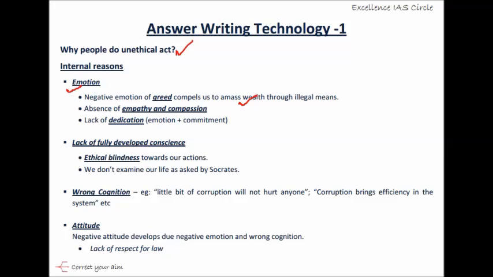Another reason could be not just the presence of negative emotion, it could also be the absence of positive emotion. For example, if you don't feel for people, if you don't have empathy and compassion, you would not understand the pain and suffering of the weak, vulnerable, and the poor. So you don't know the consequences of the corruption that you're doing, of which the weak and the vulnerable are the most affected. You are more likely, more liable, to commit that act of corruption, because you don't understand the suffering and pain of the poor, or the consequence that the poor will be facing. Similarly, dedication also comes under this explanation.